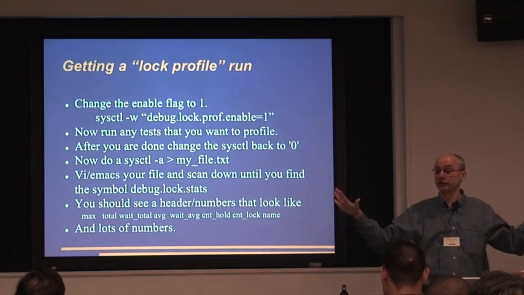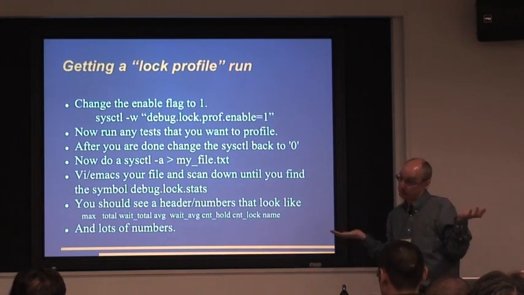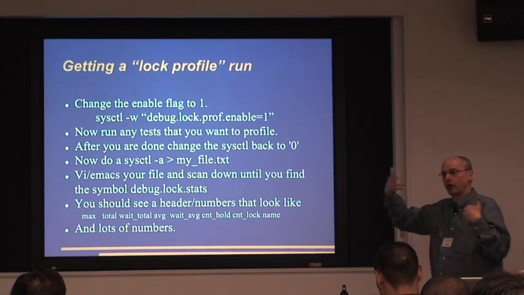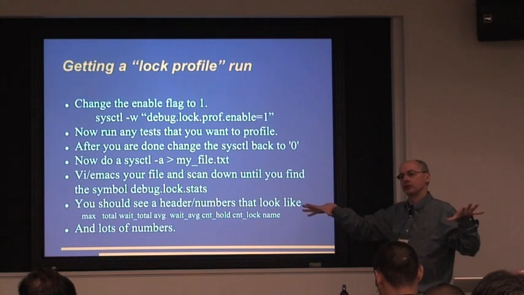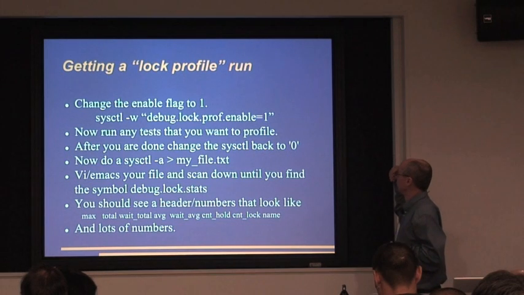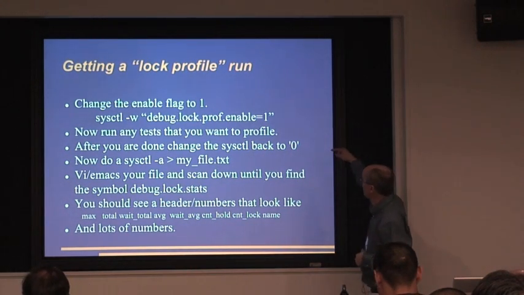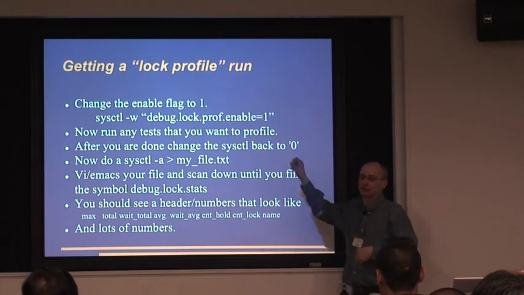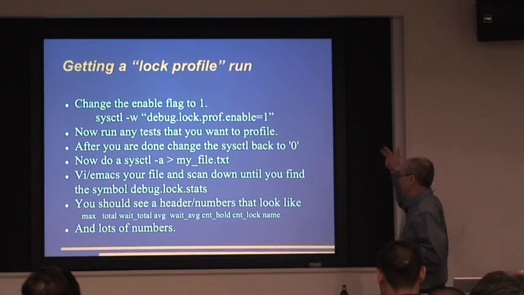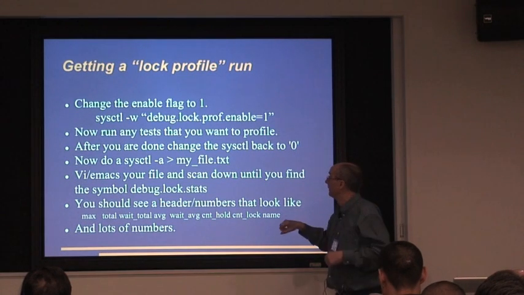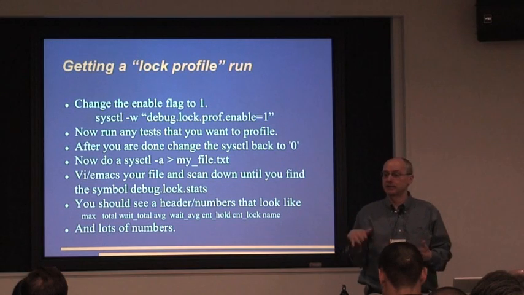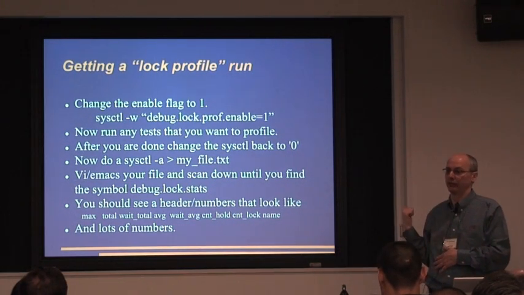So now all locks in the system that are happening, and there's a lot of them, whatever you're doing is going to be counted. And you hit your 2 carriage returns on your windows, and now you run your process, your test, and then as soon as you're done with your test, you're probably going to change that sysctl back to 0 because your performance is kind of slow while that's going on. Once you're done with running your test, then you do a sysctl -a and dump it to a text file. The reason you want to put it to a text file is it gets real big with lock profiling on.